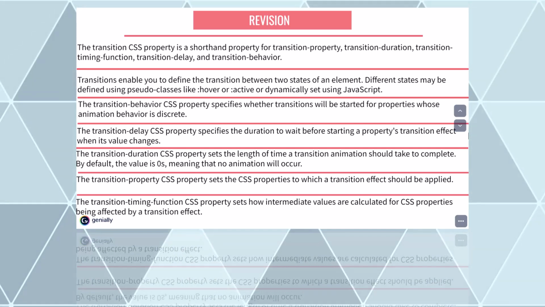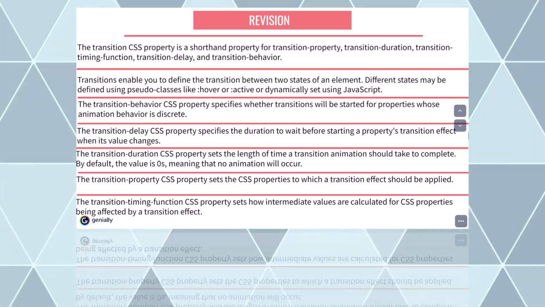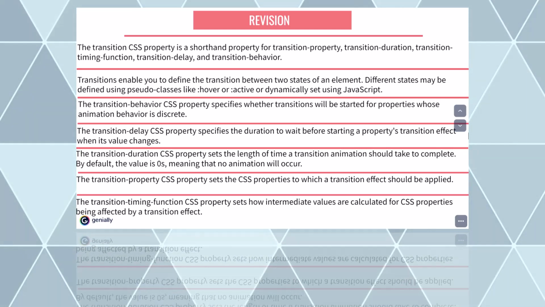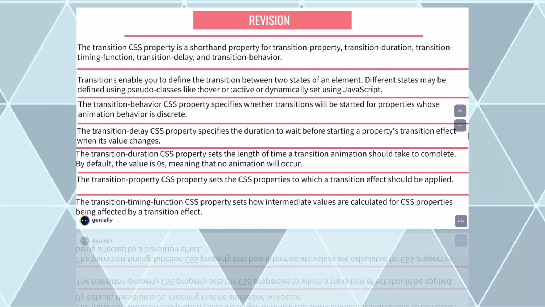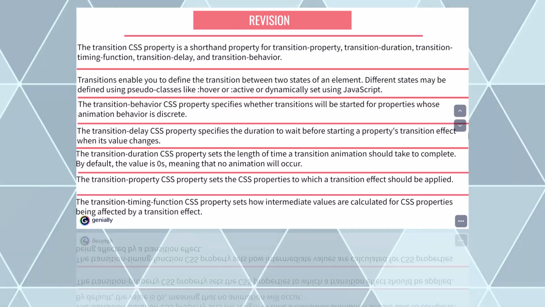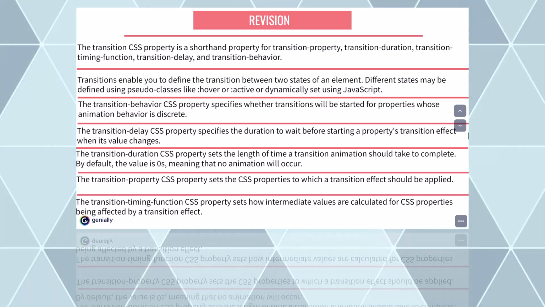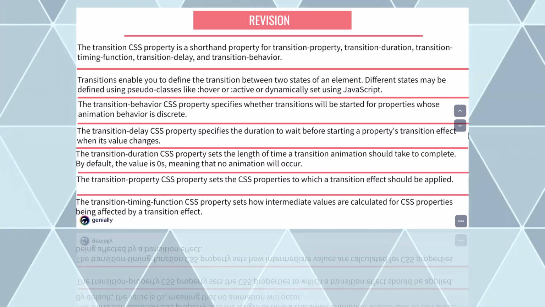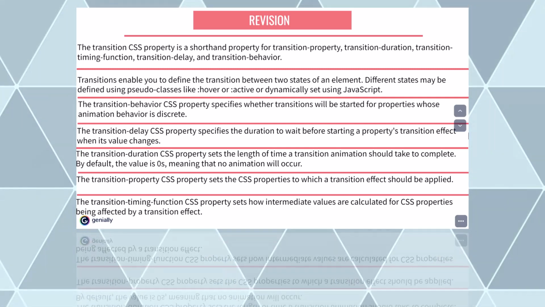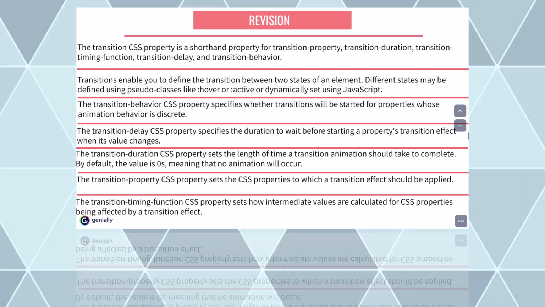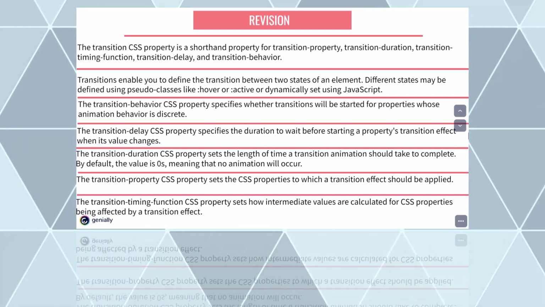Okay. So Tanvir, can you do the duration? The transition duration CSS property sets the length of time a transition animation should take to complete. By default, the value is 0, meaning that no animation will occur. Okay. So what I understand is that you can set how long or short the time needs to be for the animation to work. So if you make it 0, it means that there is no animation.